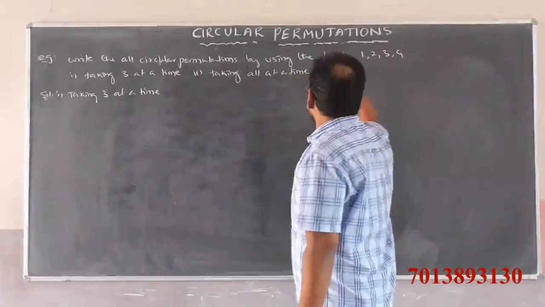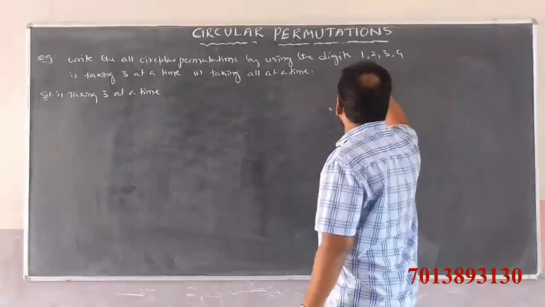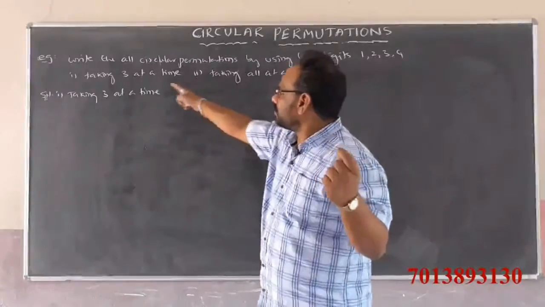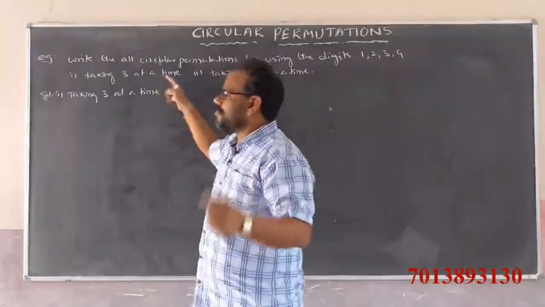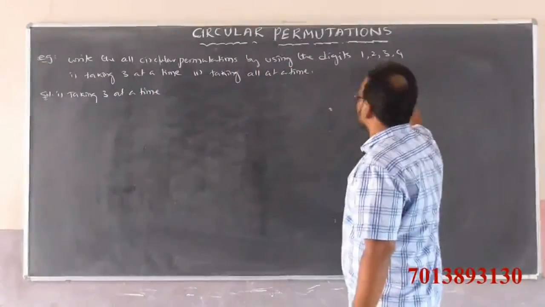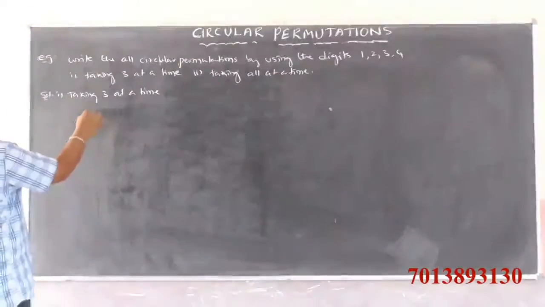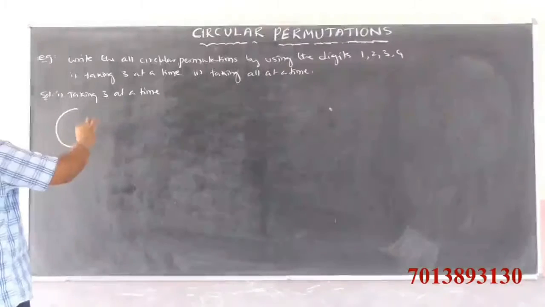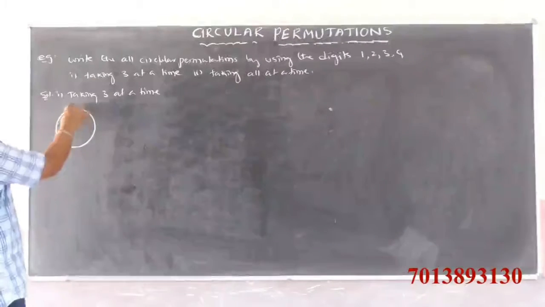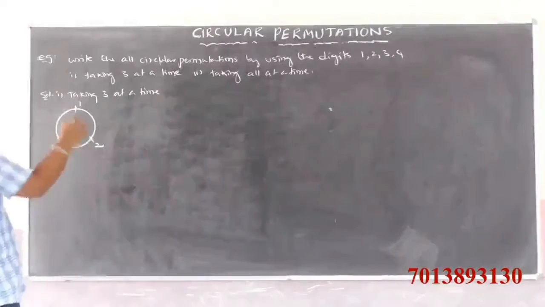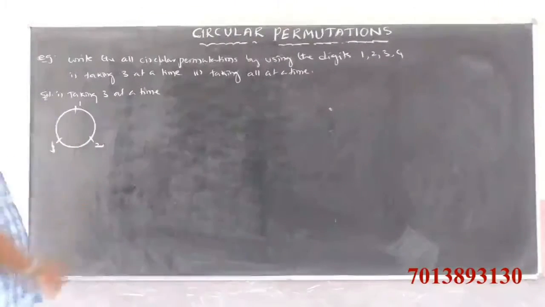So they gave the digits 1, 2, 3, 4. Let us take 1, 2, 3. The first possibility is taking 3 at a time. Let us take 3 digits 1, 2, 3. Circular permutation here means, taking 3 at a time, clearly 1, 2, 3. This is one permutation.